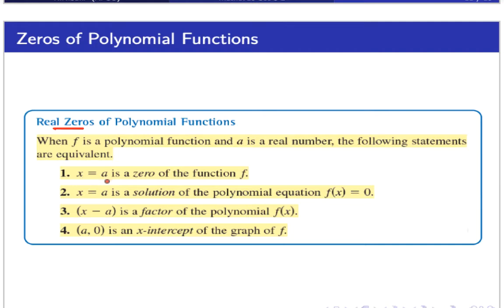x equals a is called the zero of the function f. Or we can say that x equals a is a solution of the polynomial equation f(x) equals 0. Or x minus a is a factor of this polynomial f(x). And the last one, the point (a, 0) is an x-intercept of the graph of this function f. So all these four statements basically mean the same thing.